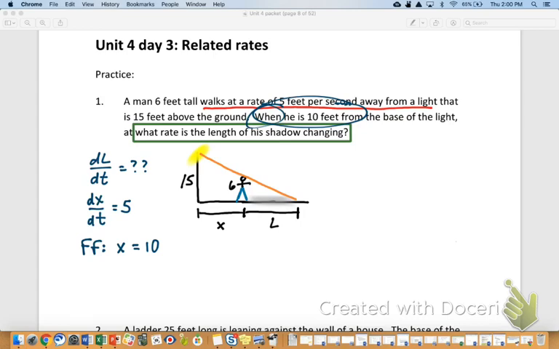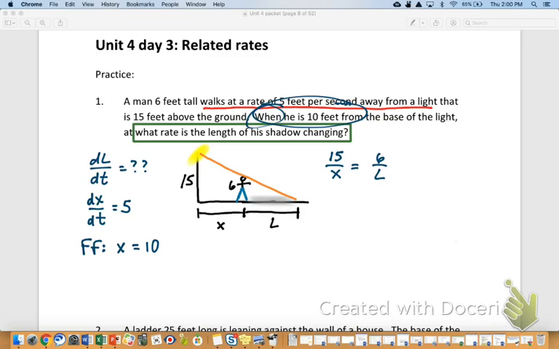A ratio. Who said ratio? A ratio, Cole says. It was Carson. Sorry, Carson. Carson, what would you propose as far as a ratio? 15 and X and 6 and L. I'm not going to write the word and in my relationship. Tell me exactly what we should write. 15 over X equals 6 over L. 15 over X equals 6 over L.